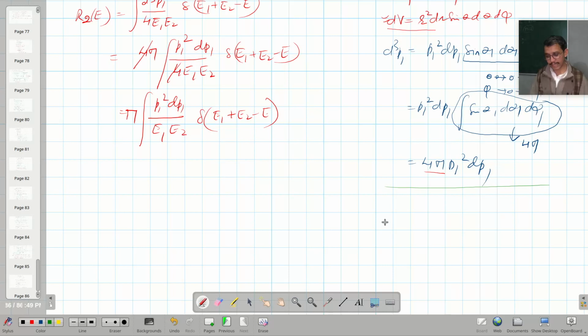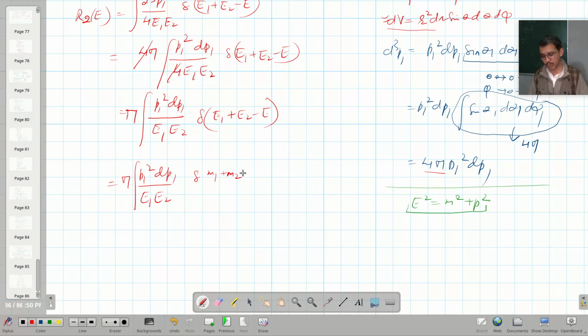Since we know that E square is equal to m square plus p square, keeping this in mind, I can rewrite this as pi integral p1 square dp1 over e1 e2, and delta of square root of m1 square plus p1 square, this is the value of e1, keeping this in mind, plus square root of m2 square plus p2 square, minus e. I can write it in this way.